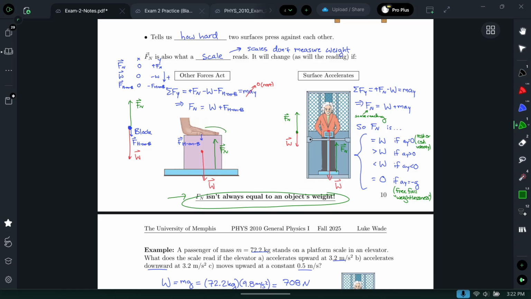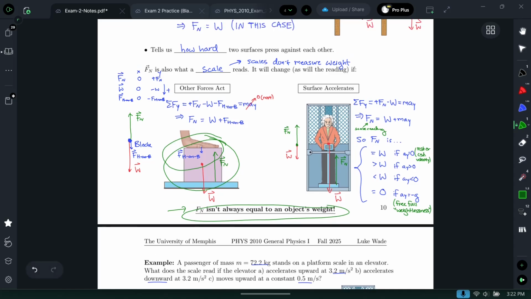So, for instance, this block is on flat ground, so that might sound like the normal force is going to be equal to the weight, but it's not, because you've got this additional force acting. And the normal force, like tension, is something that's just whatever it needs to be in order for all of the things to add up to 0 or to mass times whatever acceleration is going on. So it is, again, determined by the other forces present.